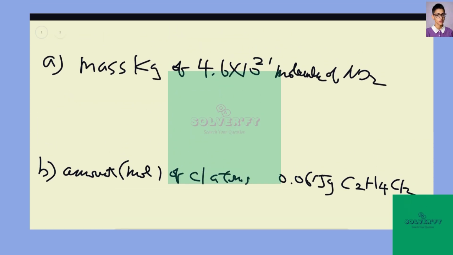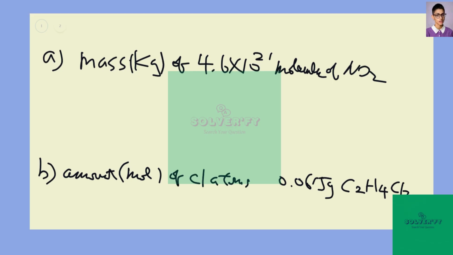So for question 15, part A, we have to find the mass of 4.16 times 10 to the 21 molecules of nitrogen dioxide in kilogram. Okay, so again, when we want to find the mass, we need to know the number of moles, but we are only given the number of molecules. So we have to convert that to the number of moles.